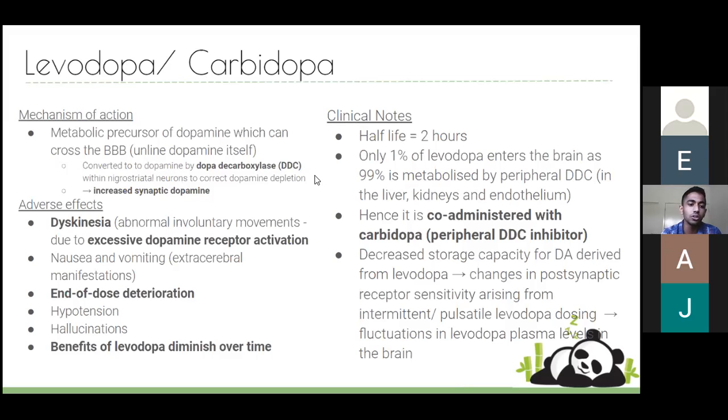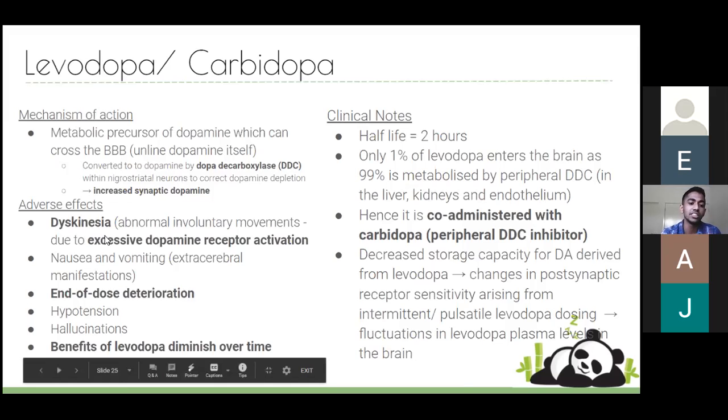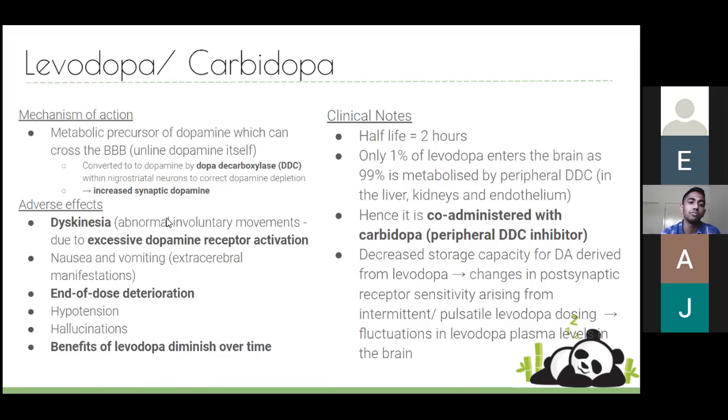So I think it's good to know the adverse effects, which are very, very important. Dyskinesia: we get too much movement if we have too much dopamine, so if we've got too much levodopa, that's going to cause that side effect. We can get nausea and vomiting if dopamine is being activated in our stomach.